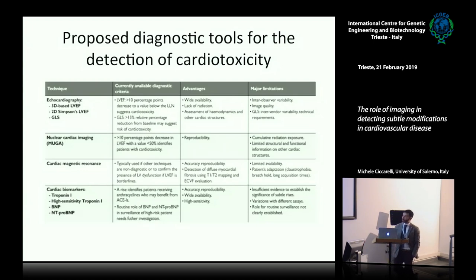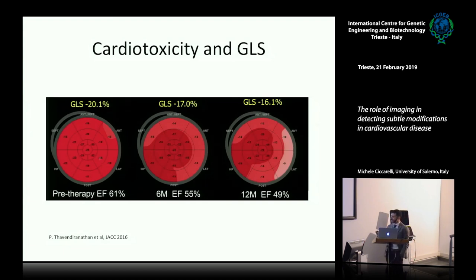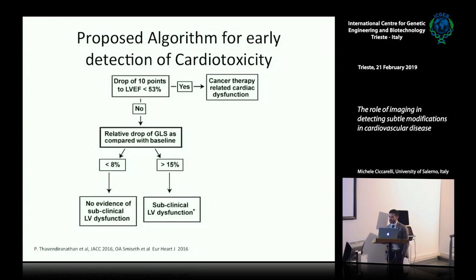Beyond the calculation of the ejection fraction, where a decrease of 10 percentage points to a value below the cutoff suggests cardiotoxicity, the global longitudinal strain can also be employed to suggest the risk of cardiotoxicity. And this is a nice example of a patient with a normal ejection fraction pre-therapy and a significant reduction of the longitudinal strain, with still a preserved ejection fraction not below the cutoff, and then a further reduction of the ejection fraction after 12 months. And this is one of the algorithms recently proposed to follow patients for the early detection of cardiotoxicity.